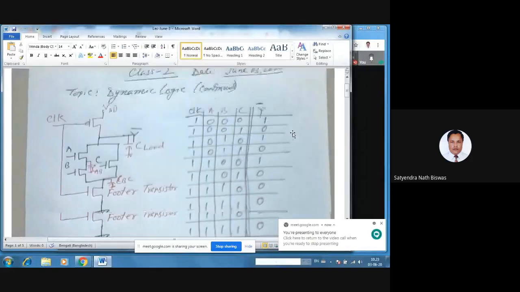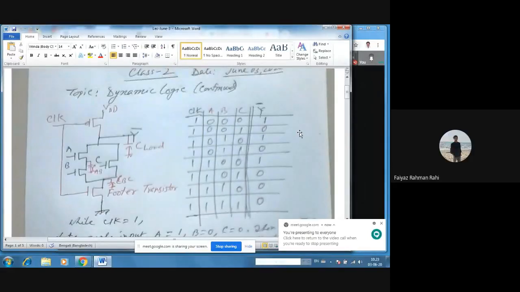Can you see the screen, the class note? Yes, sir.